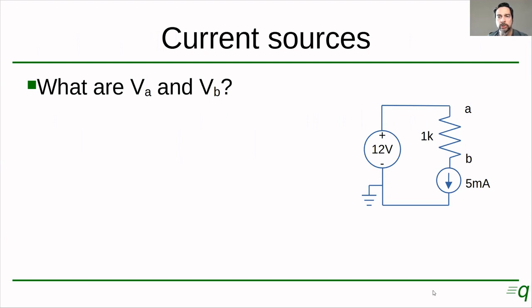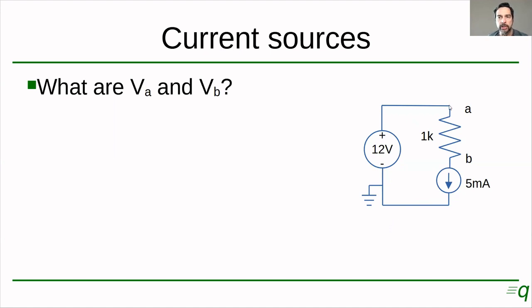The previous circuit was fairly easy, right? Just a current source and a resistor. Let's try to mix it up with some voltage sources here. Here we have a voltage source of 12 volts, a 1 kilo ohm resistor, and a 5 milliamps current source. And we want to know what the voltages at points A and B are. Remember, this one is ground, so this is our 0 volts, okay?